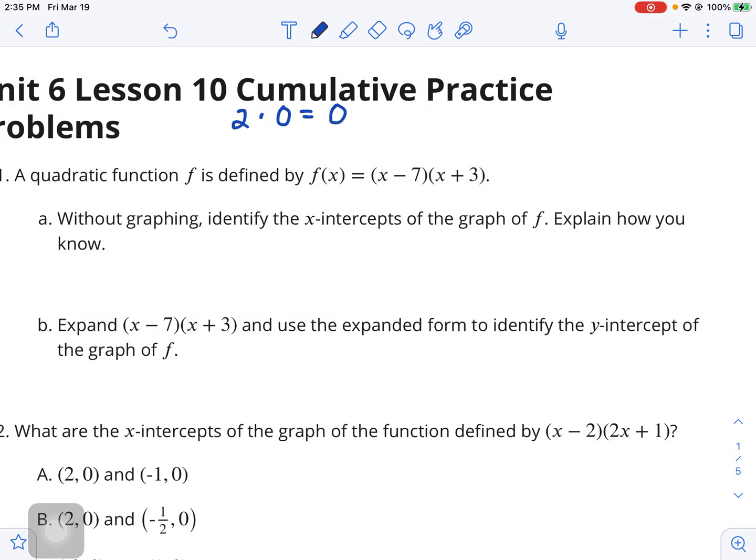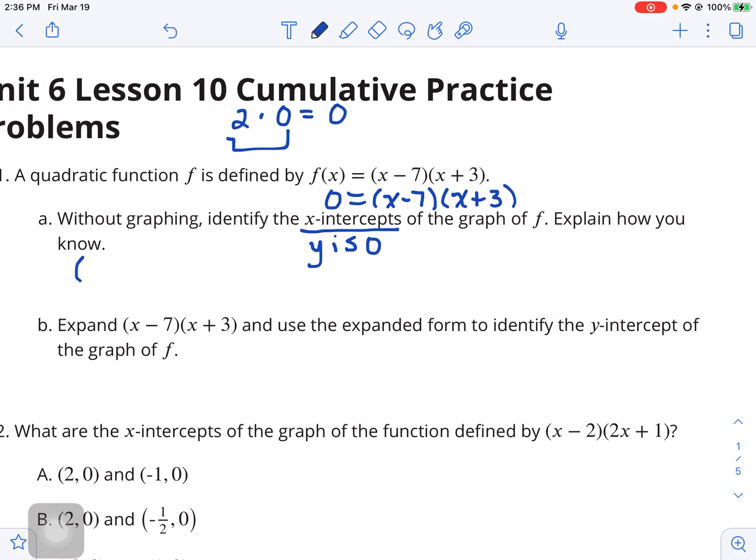And that's what we're looking for here when we talk about x-intercepts. Y is 0 when we cross the x-axis, so our y-coordinate is 0. So we're going to set these two factors equal to 0, and figure out what values of x would make each of these a 0 so that when we multiply them together, we get 0.